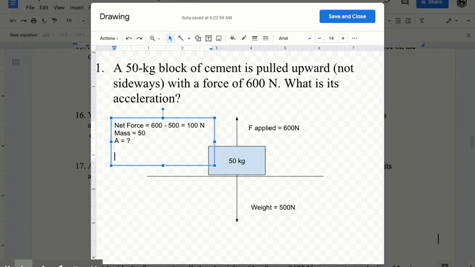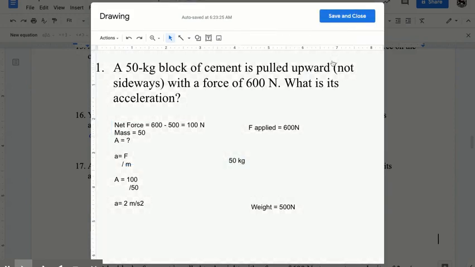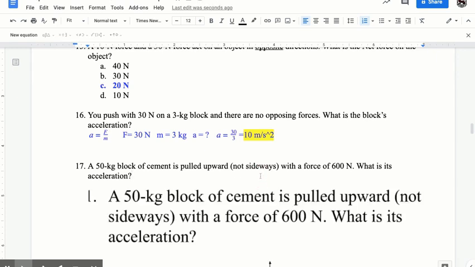So I know that the acceleration is force divided by mass. And so the acceleration is equal to the net force, which is 100, divided by 50. And so the acceleration is equal to 2. And the units are meters per second squared. Okay. I would say 2 meters per second squared.